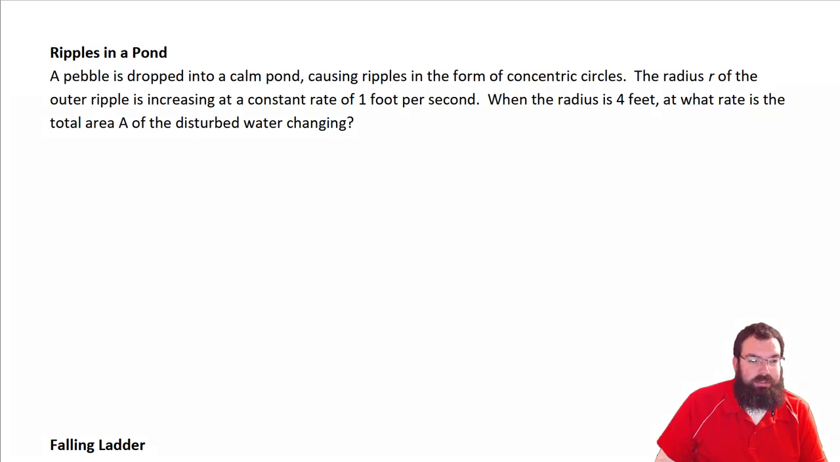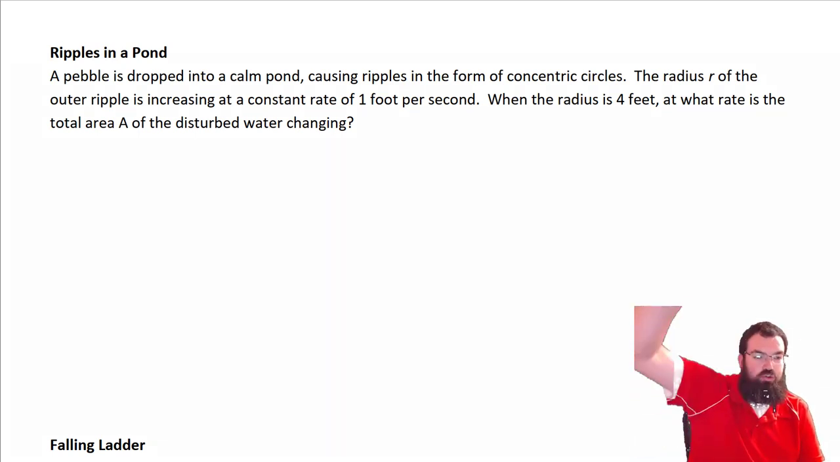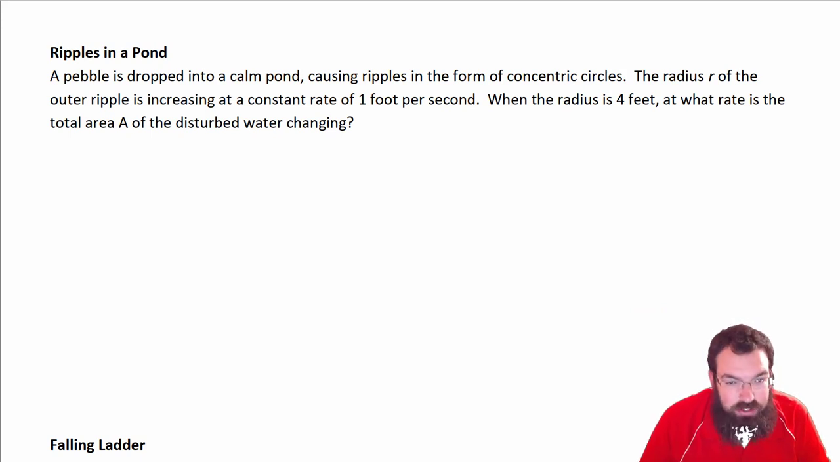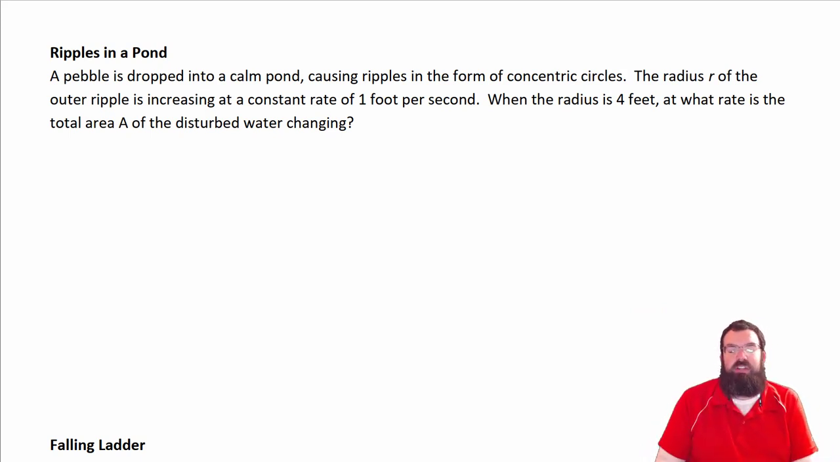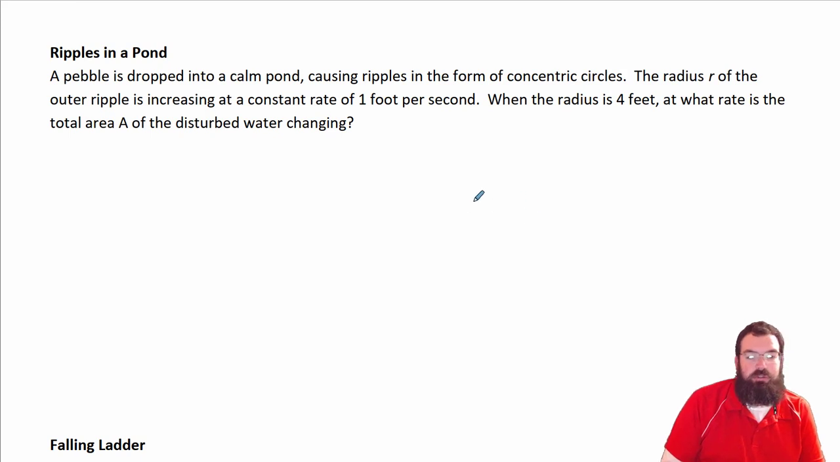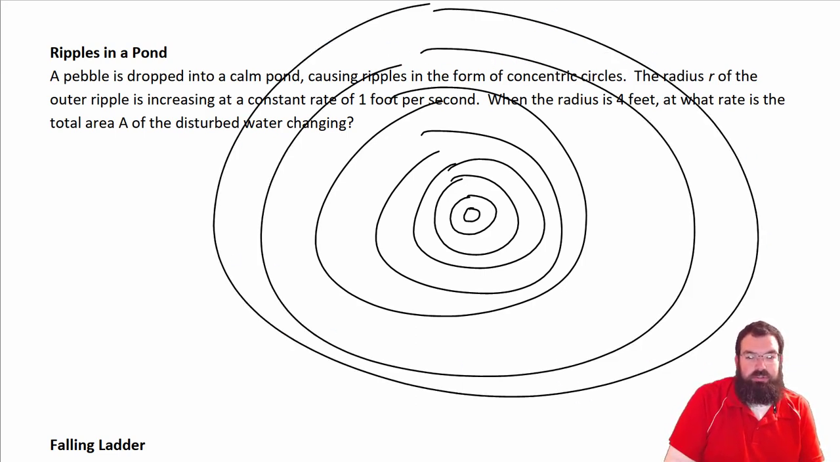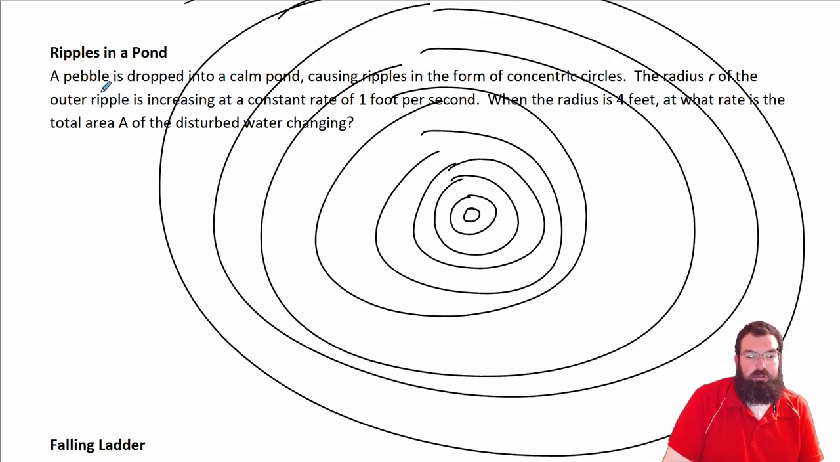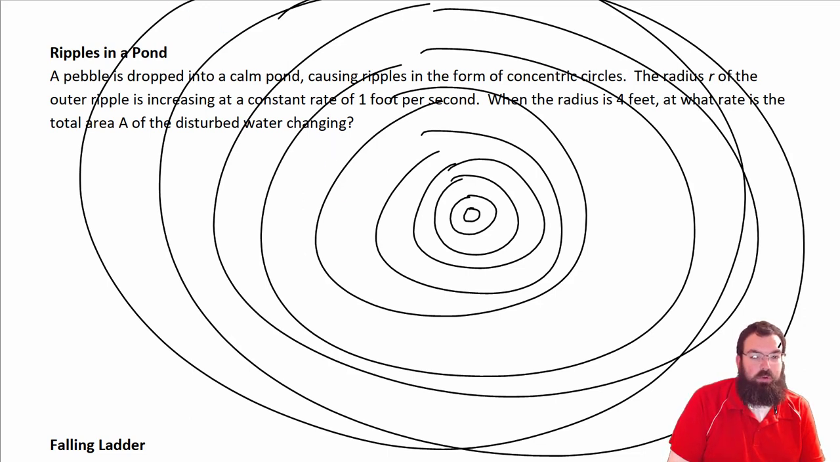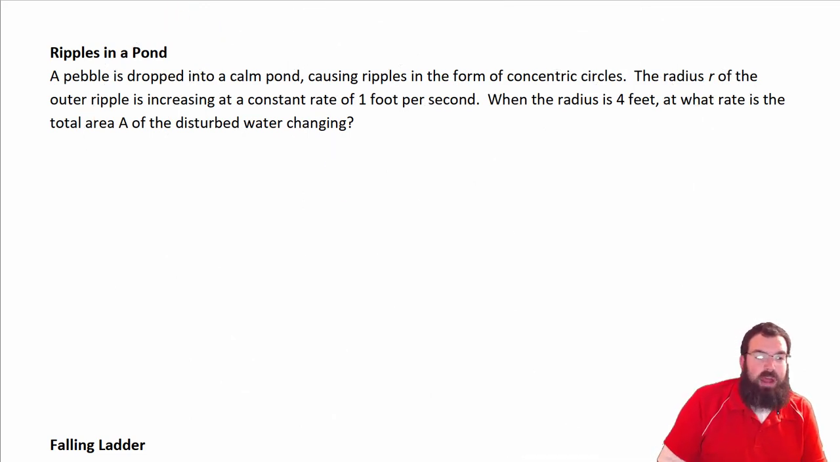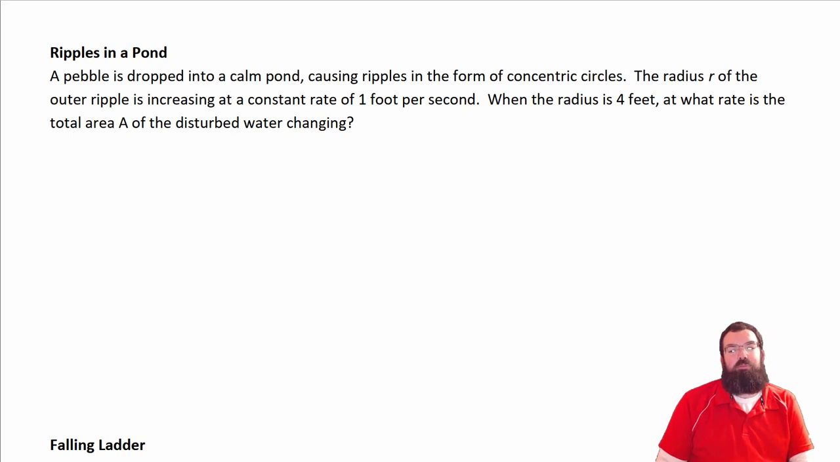Ripples in a pond. A pebble is dropped into a calm pond, causing ripples in the form of concentric circles. Concentric circles, if you don't know, are circles within circles within bigger and bigger circles. The radius r of the outer ripple is increasing at a rate of 1 foot per second. When the radius is 4 feet, at what rate is the total area A of the disturbed water changing?